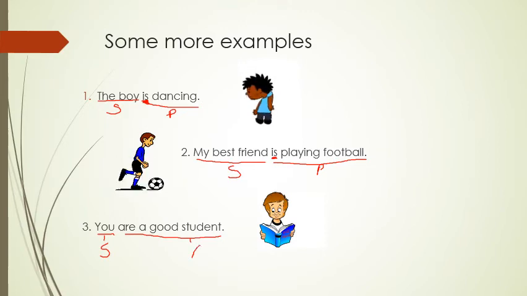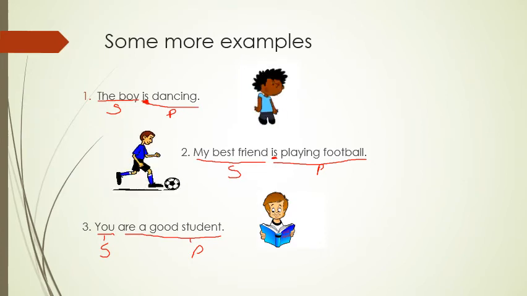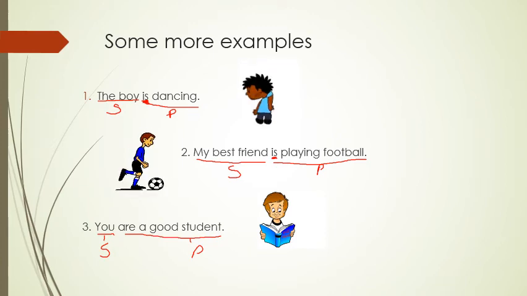Why? Because if I ask what the subject is, the subject is a good student, meaning you are a good student. And we know that a predicate generally begins with a verb. And where is the verb? We have are. So are a good student is a predicate. I hope it is clear to you all.